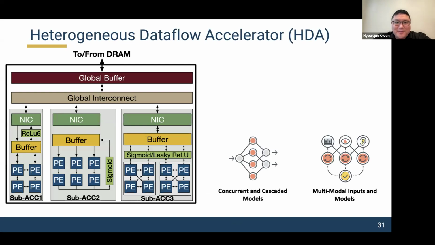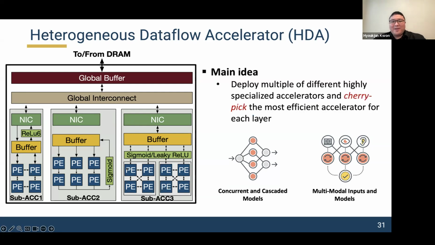So what is the heterogeneous data flow accelerator? The left side figure illustrates the high-level idea. Within a single chip, you could have multiple accelerator instances, which we call sub-accelerators. Each of them can have a different number of PEs or compute units. They can have different buffer sizes. In addition, they can support different functionality by having different specialized units, and they would have different interconnections that enable different data flow styles. The main idea is deploying multiple highly specialized accelerators, which are different from each other.